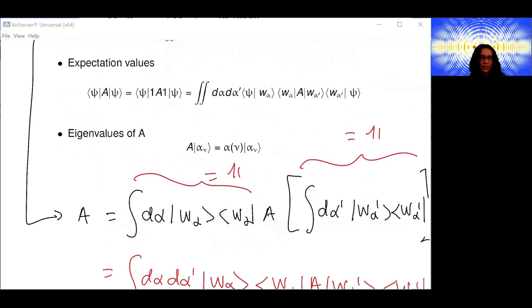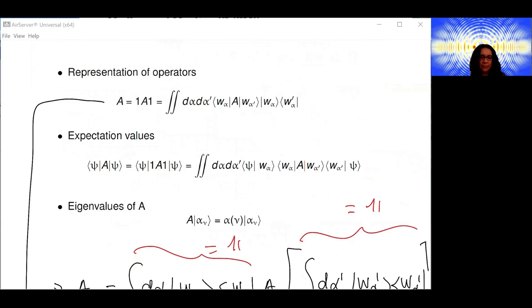Now, with regard to expectation values, you do pretty much the same. So we can discuss in detail, but the procedure is the same. Just get one here, and you'll find this expression.